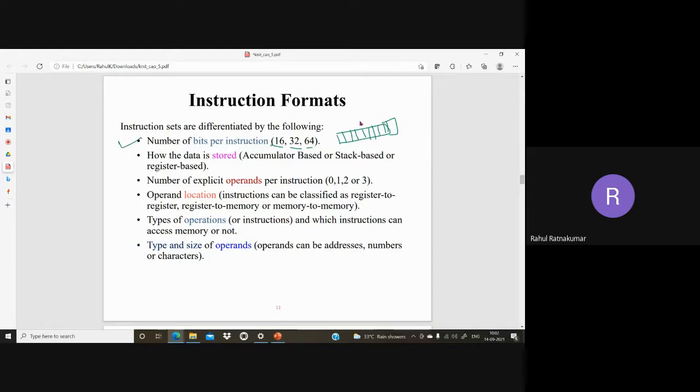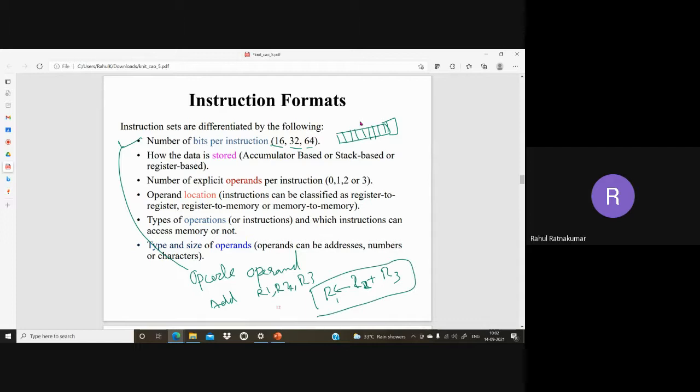What does an instruction consist of? Opcode and operand. You already understood what an opcode is: add, subtract, load, store. That's the opcode. Operand means the numbers or the data on which we are working. That means add R1, R2, maybe R3 is also there. So what is the meaning of this? Into R1, I'm adding the sum of the R2 and R3 registers. So the opcode is add, and the operands are where the data is stored, R1, R2, R3.